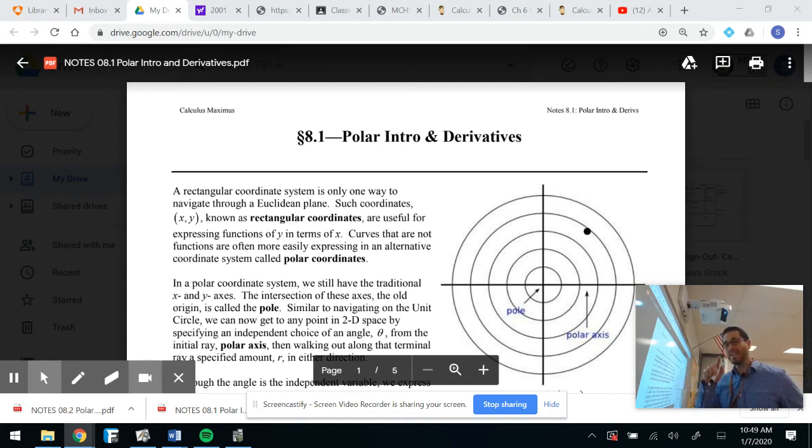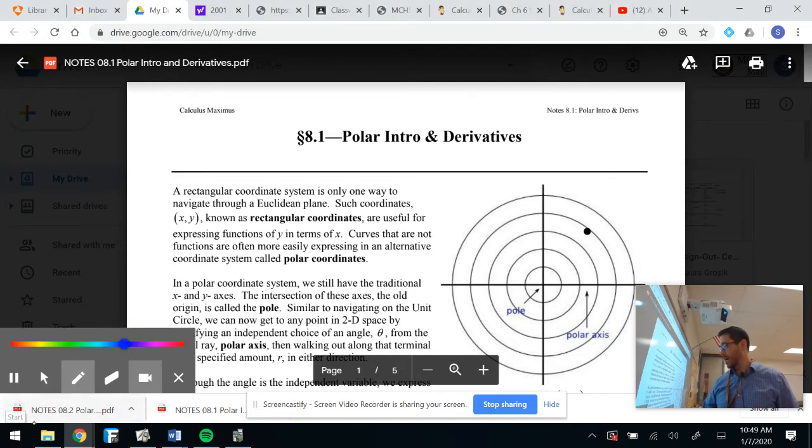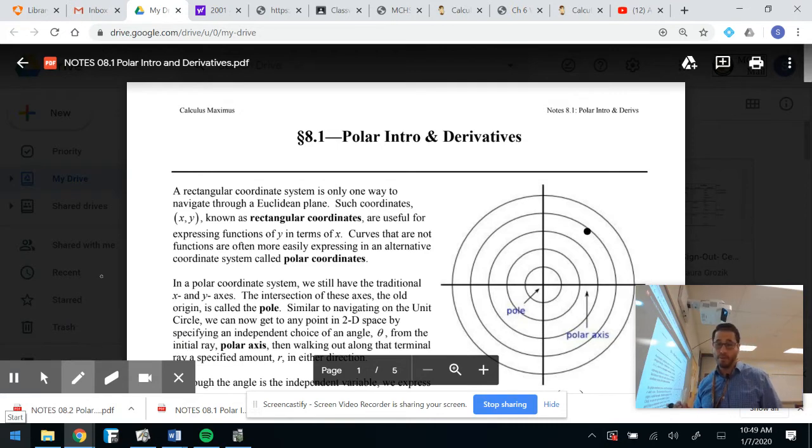8-1, polar, intro, and derivative. So we just got done with parametrics. The cool thing is the calculus that we use with parametrics is somewhat similar to the calculus we use with polars. However, a lot of us, coming from honors pre-calculus, have yet to be introduced to polars.